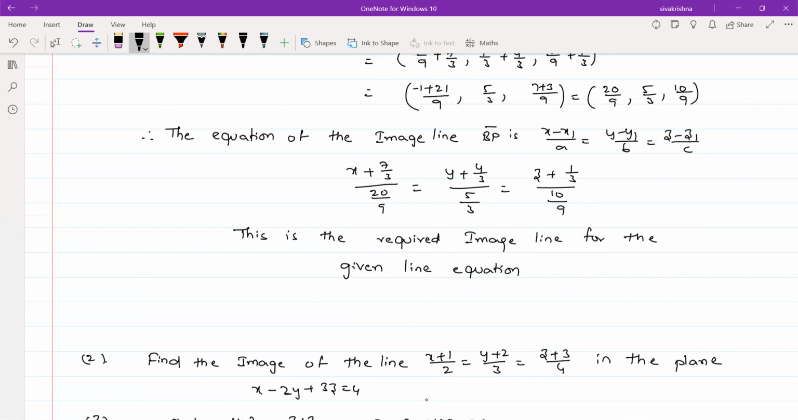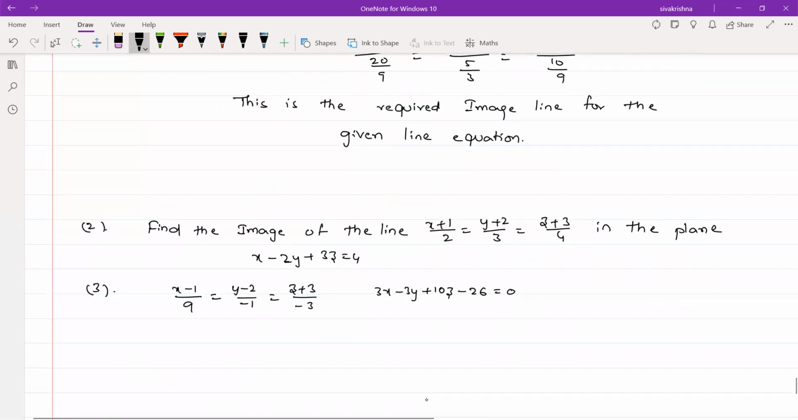Okay. So in this way we have to find the image of the line in the plane. This is a very, very important problem. If you can't understand this problem, then we can discuss in the next class. I have given you two problems for finding the image of the lines in the plane. So note down these two problems and work them out by following the above problem. By listening to the above problem very carefully, you can understand how to find the image of the line in the plane. This is very, very important from the essay question point of view. Okay. Thank you.